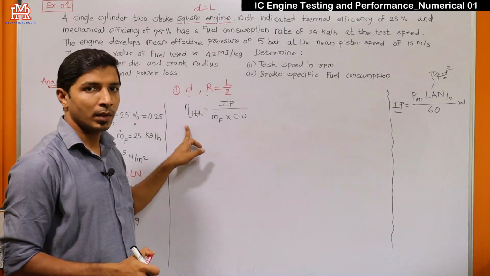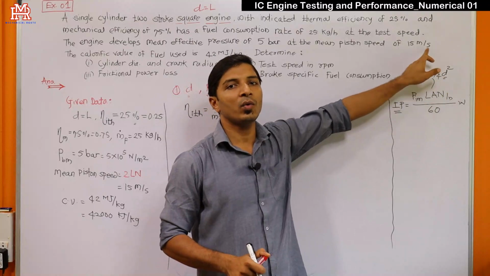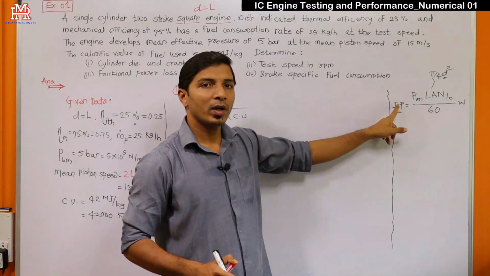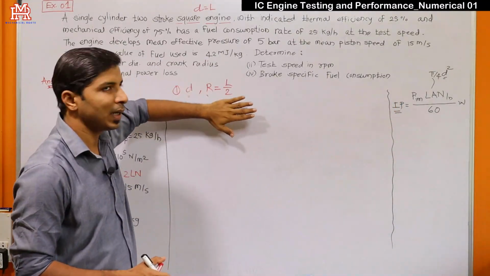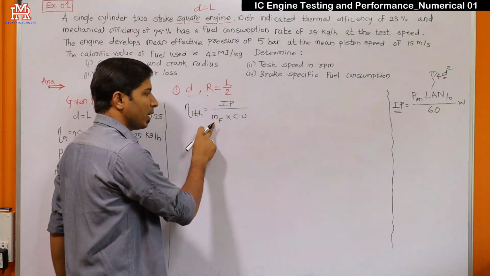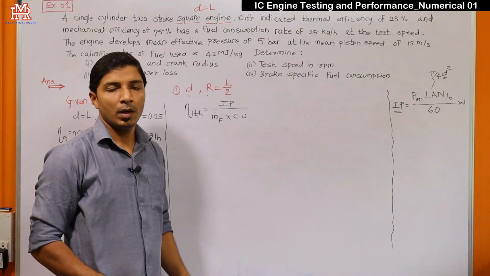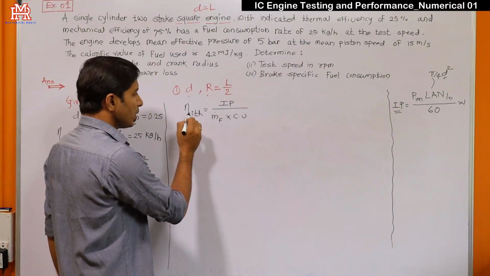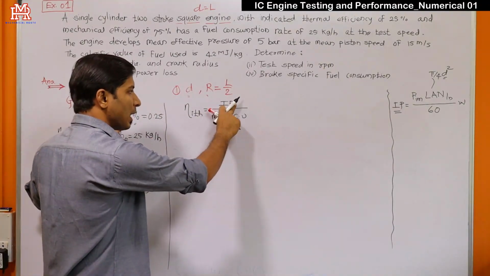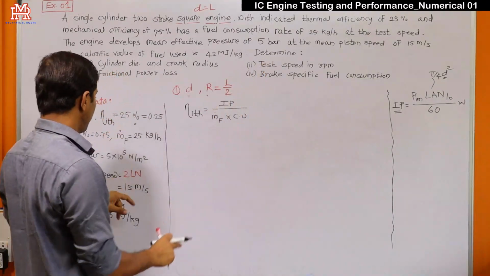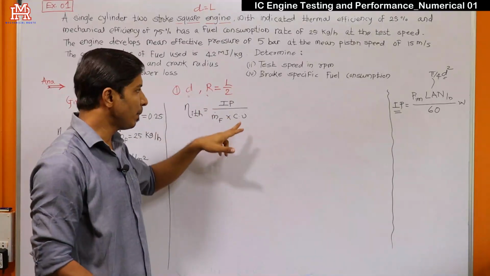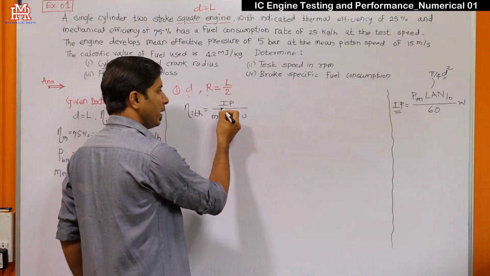This is the second formula. I thought I could use this formula to find D, but there are many unknowns, so we'll go on calculating one by one. We'll first calculate IP. So I have this alternate formula, indicated thermal efficiency, which consists of the term IP divided by mass of fuel consumed into calorific value. Now observe this formula: indicated thermal efficiency is given, IP is unknown, mass of fuel consumed mf dot is given, and calorific value is also given. So by using this formula we will be able to find indicated power.